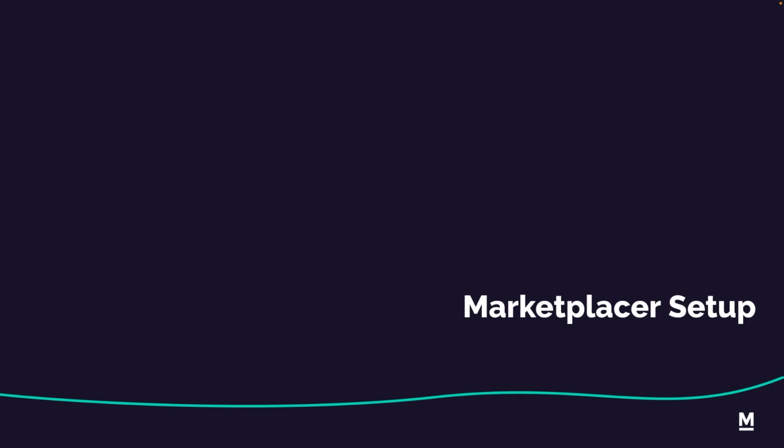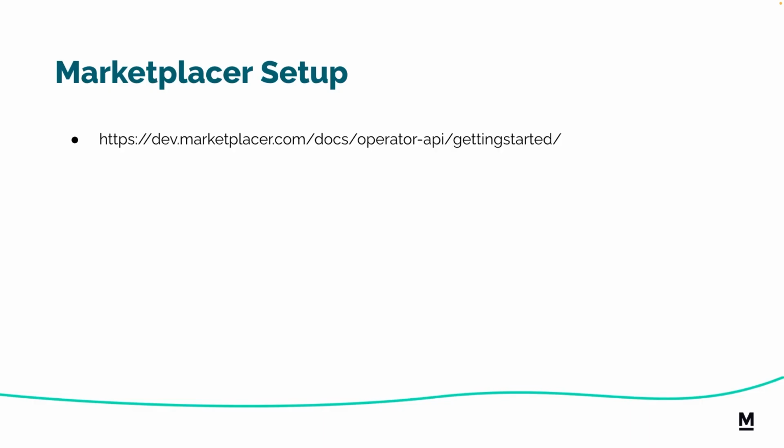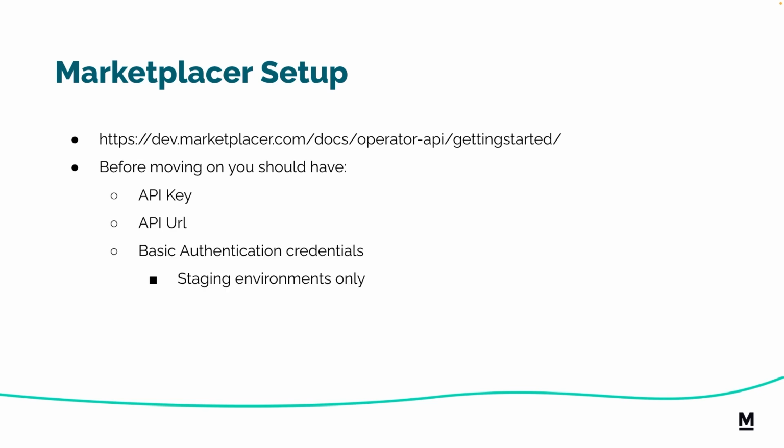And then let's take a look at what you'll need to set up on Marketplacer before you get going with the build. Very similar to commercetools. Take a look at the Getting Started documentation for the Operator API, but in a nutshell, before moving on, you should have an API key and the API endpoint URL. And if, like me, you're using a staging environment, then you will also need some basic authentication credentials, but again, the documentation covers all of that. And while each instance of Marketplacer comes with a very simple product category structure, or taxonomy, as we call it, you may want to set up your own, just so it's more in line with your own business requirements, but it's not mandatory, it's an optional one.